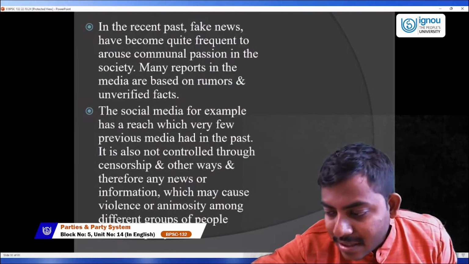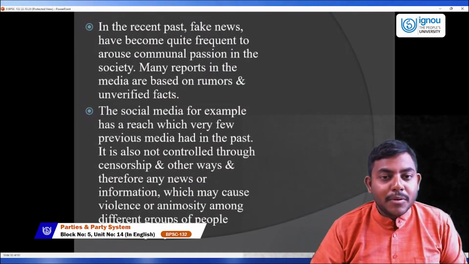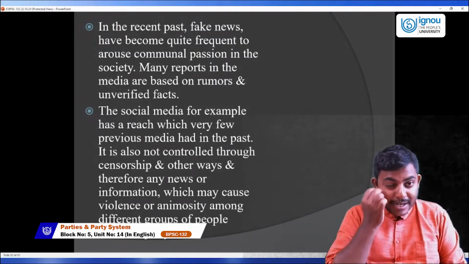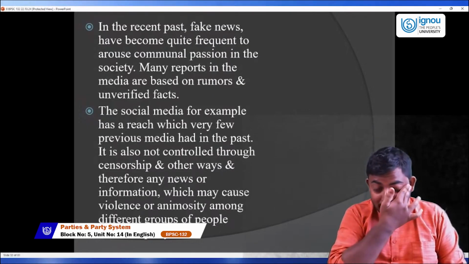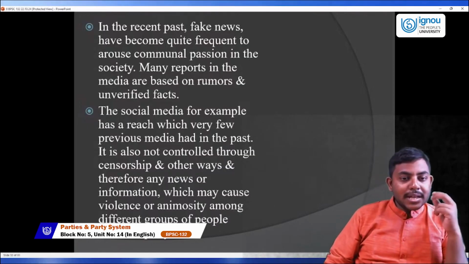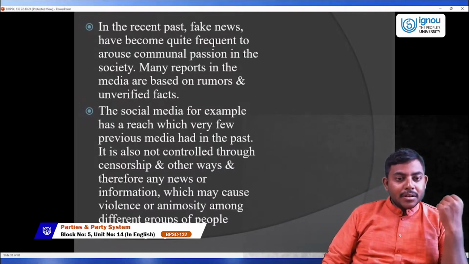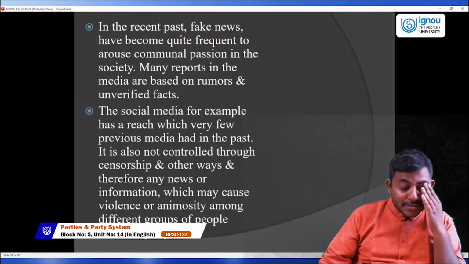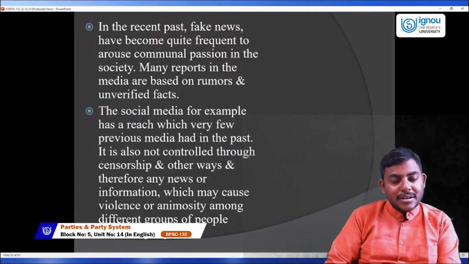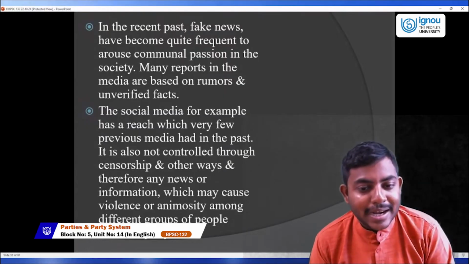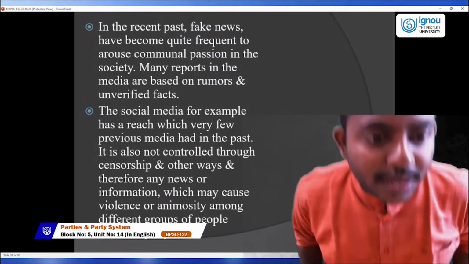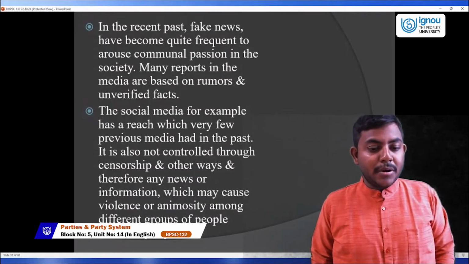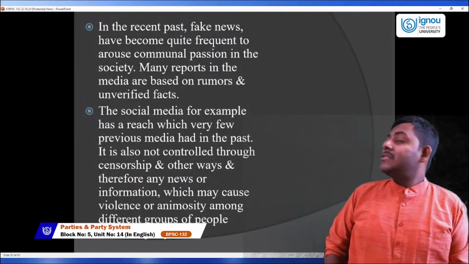In the recent past, fake news has become quite frequent in order to arouse communal passion in the society. Many reports in the media are based on rumors and unverified facts. So social media, for example, has a reach which very few previous media had in the past. It is also not controlled through censorship and other ways, and therefore any news or information which may cause violence or animosity among different groups of people travels rapidly.